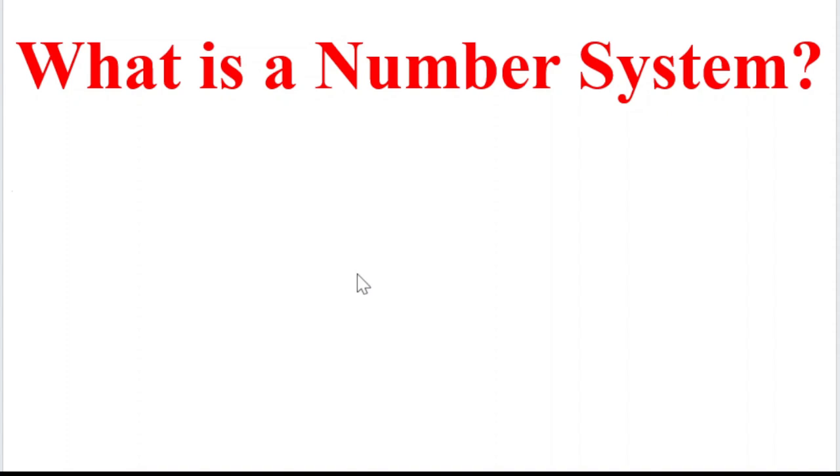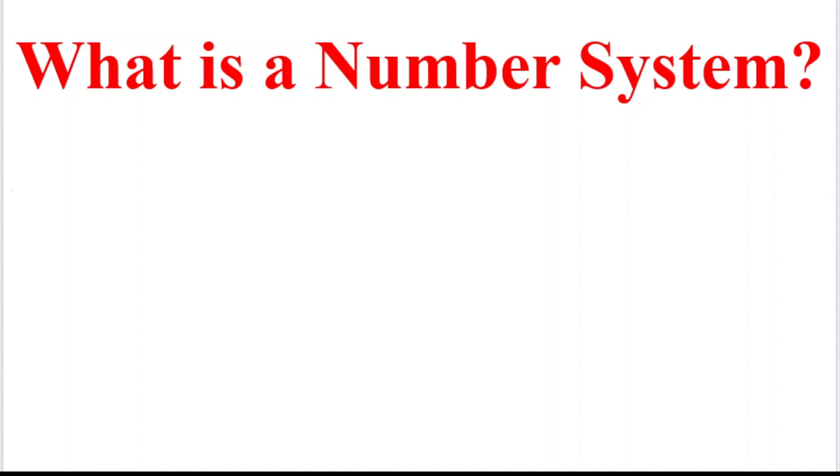A number system is a method of representing numbers using digits or symbols in a consistent manner. Now, there are some types of number system that you need to be aware of.